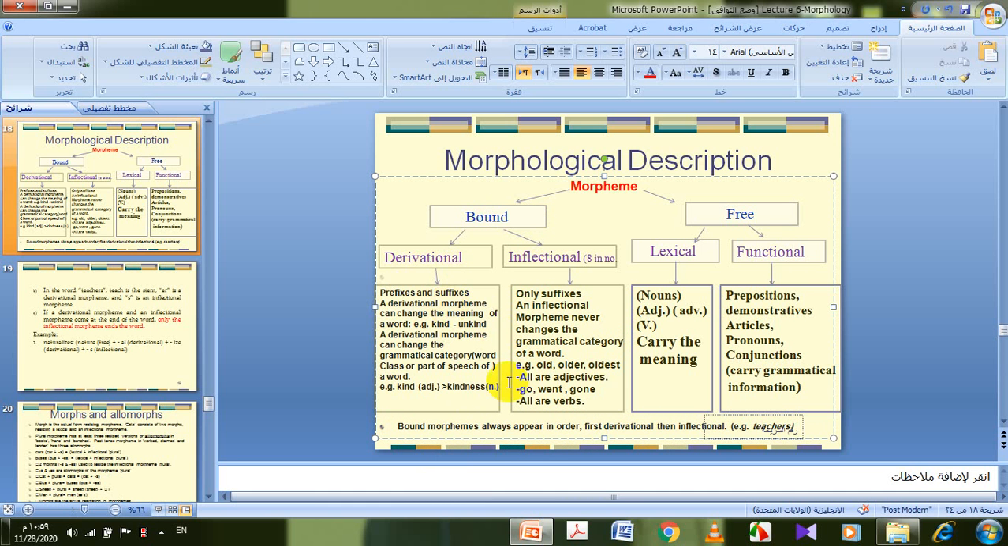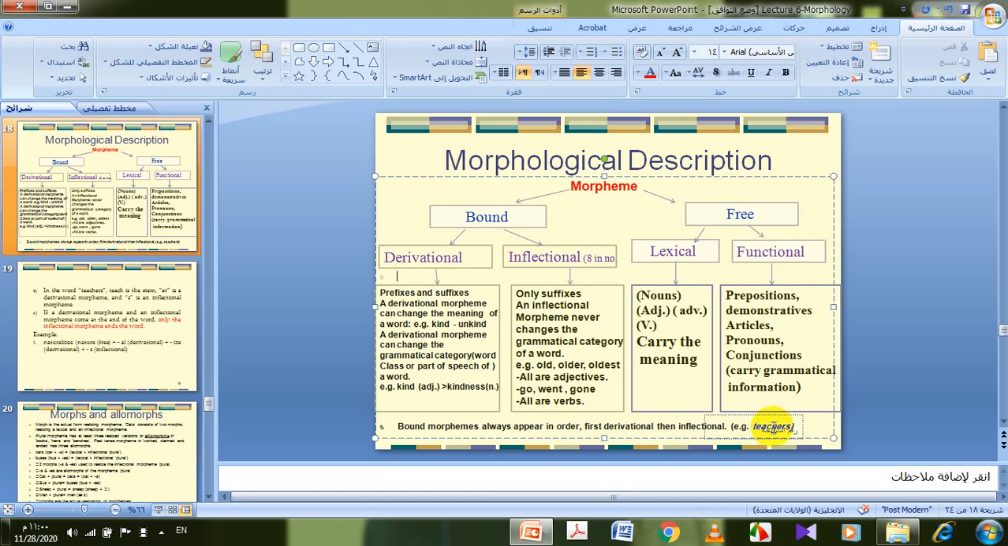مش عشوائي ظهورهم. When we are talking about bound morphemes, we know that derivational, inflectional, they appear in order. They are not haphazard. They are systematic. They occur according to a specific system. What is it? First, derivational, then inflectional. This is very important. If we have two morphemes, one derivational and another inflectional in a word, the first must be derivational and then we have the inflectional one.